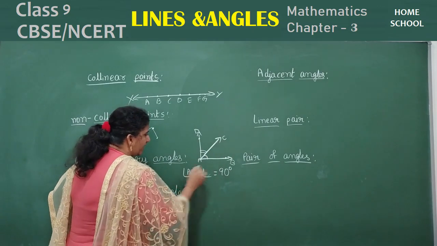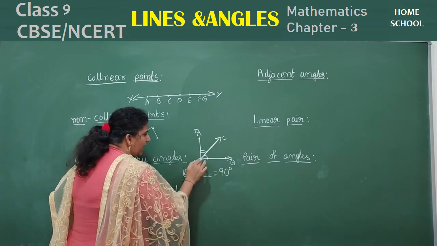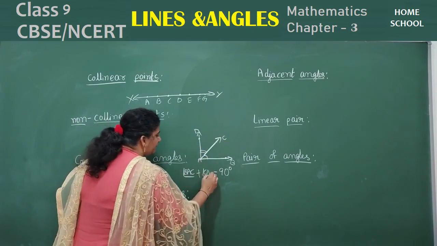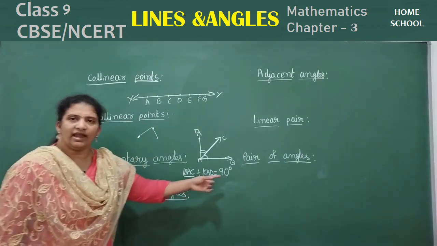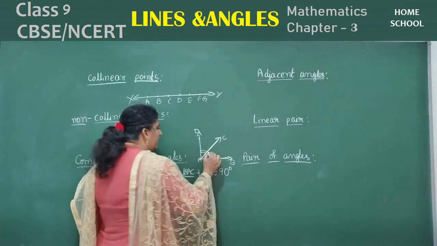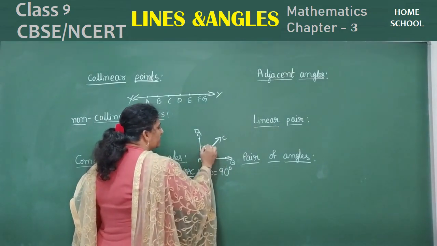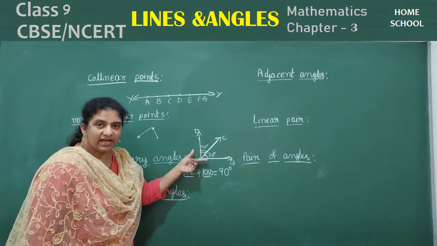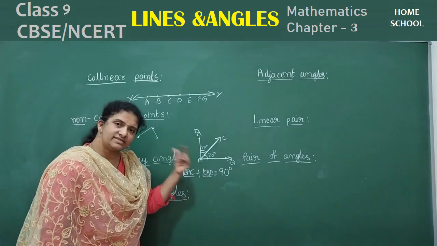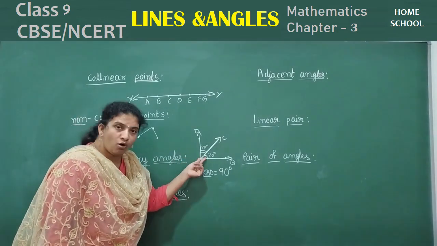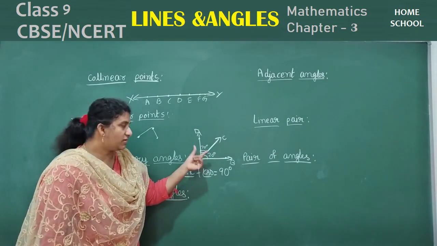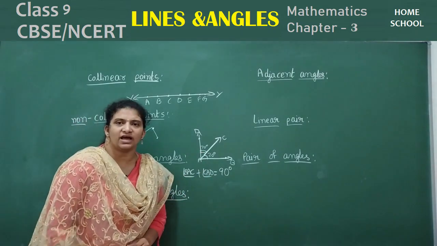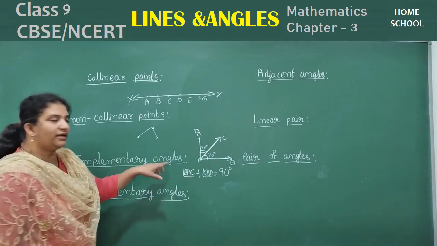So now how do we write this? Angle BAC, this angle, plus angle CAD is equal to 90 degree. So what might it be? You may take here 20 degree, you may take here 70 degree. 70 degree plus 20, how much? 90 degree. So what does that mean, children, here? The sum of the two angles is equal to 90 degree. Then these type of angles are called complementary angles.